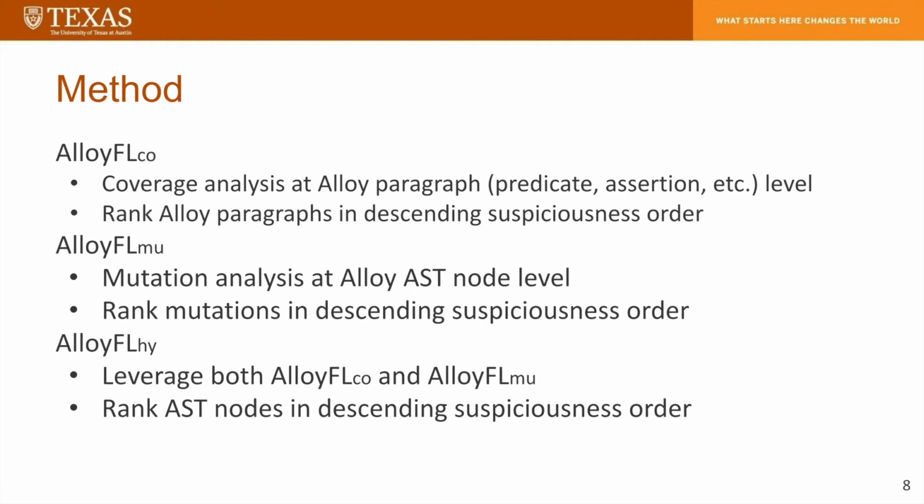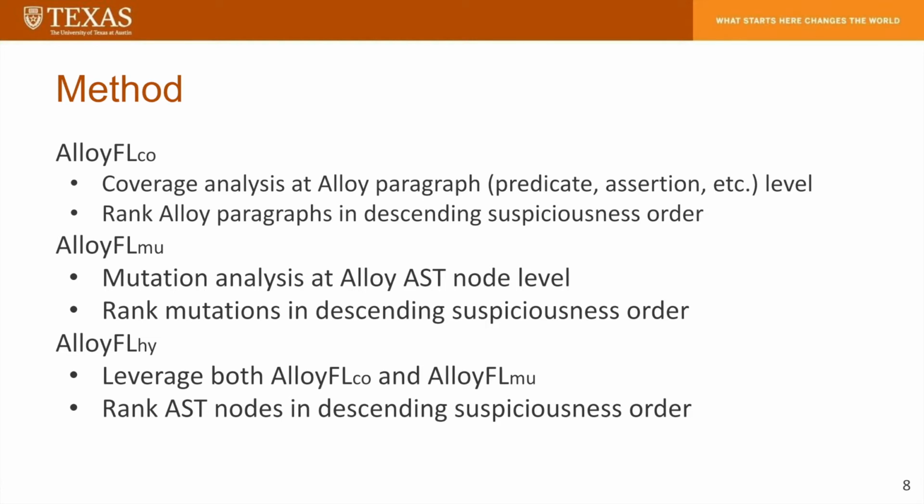The second technique is a mutation-based fault localization technique that defines a set of mutation operators. The technique mutates each AST node and then runs all the tests to do mutation analysis and assigns a suspiciousness score for that mutant. Mutations that make more failing tests pass while preserving the passing test results are more suspicious.